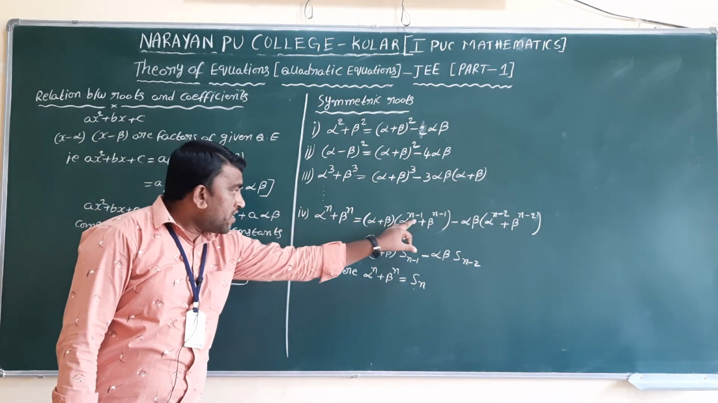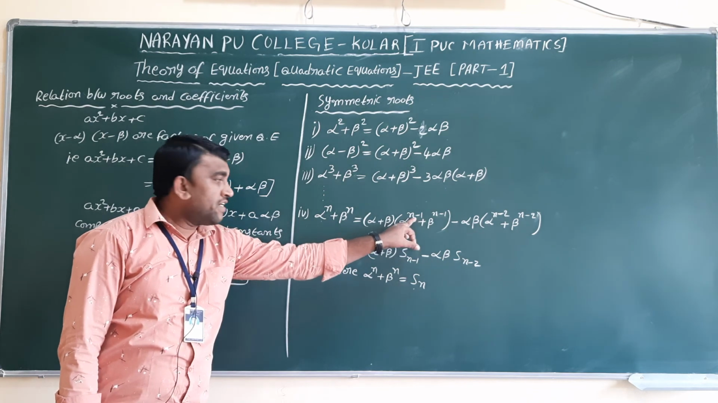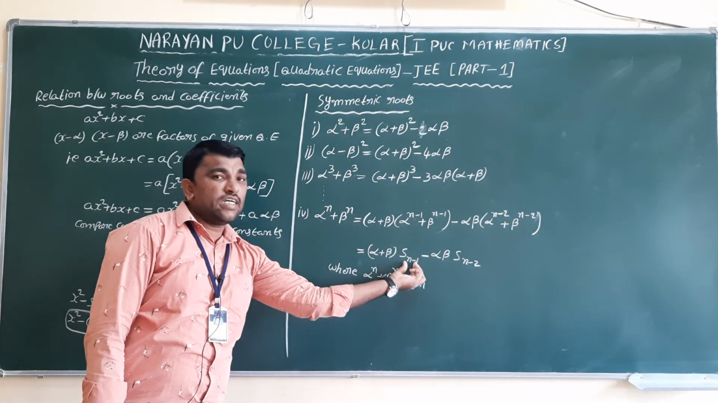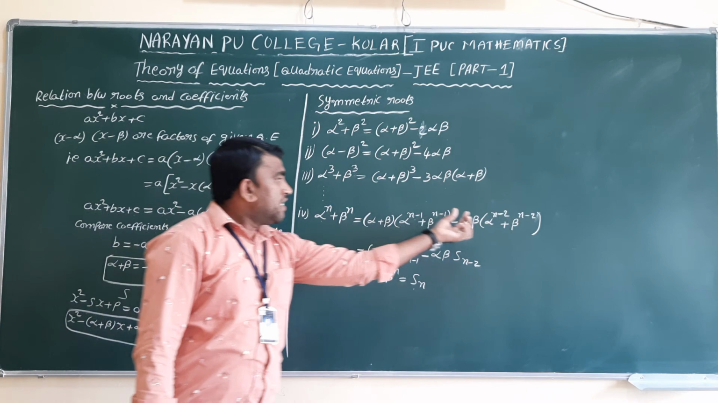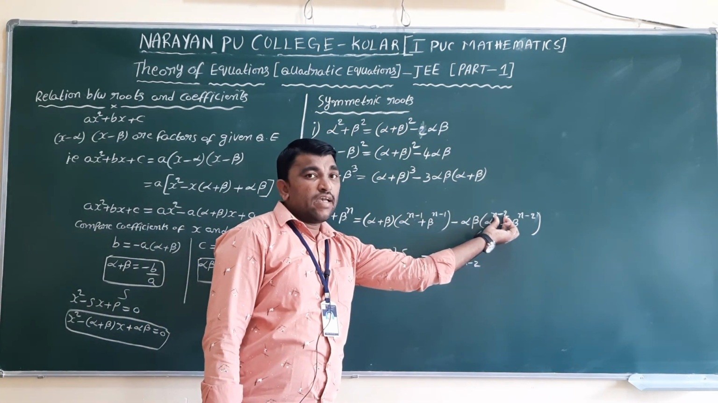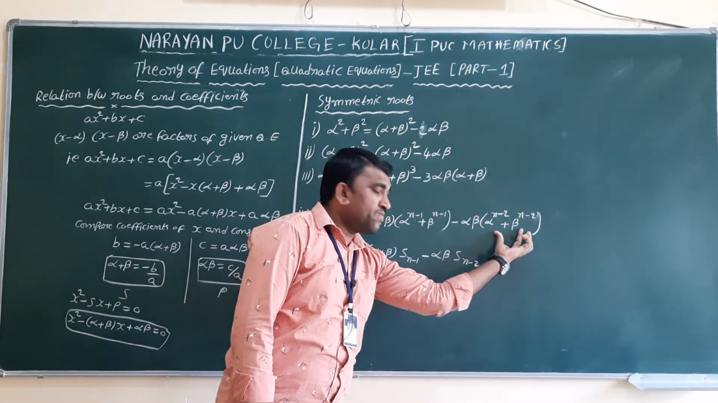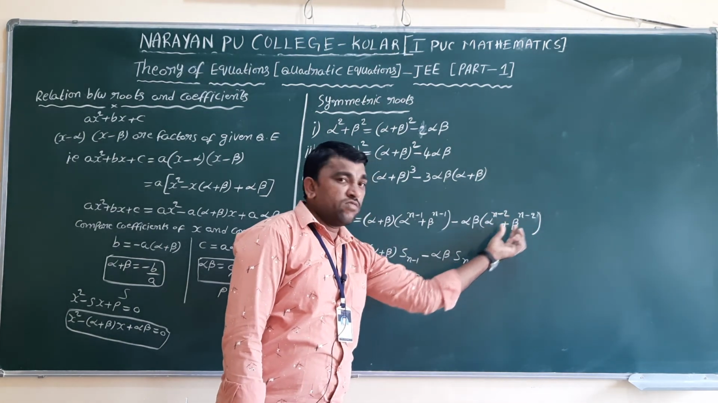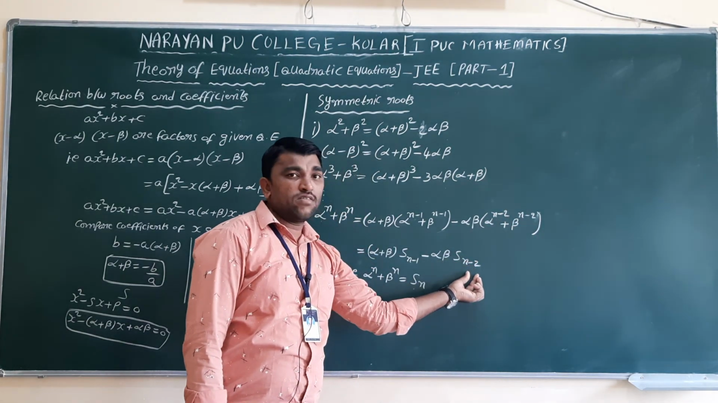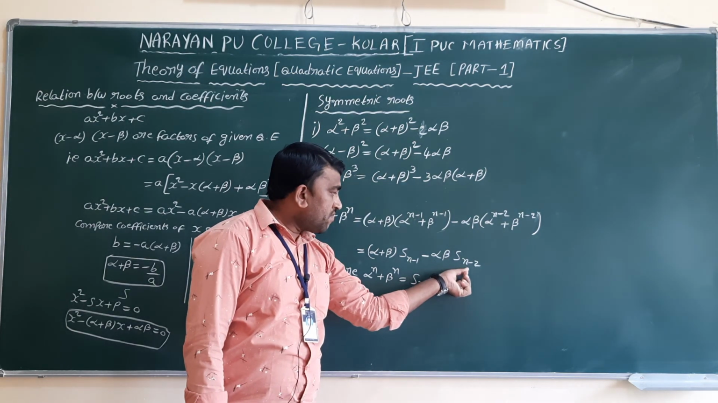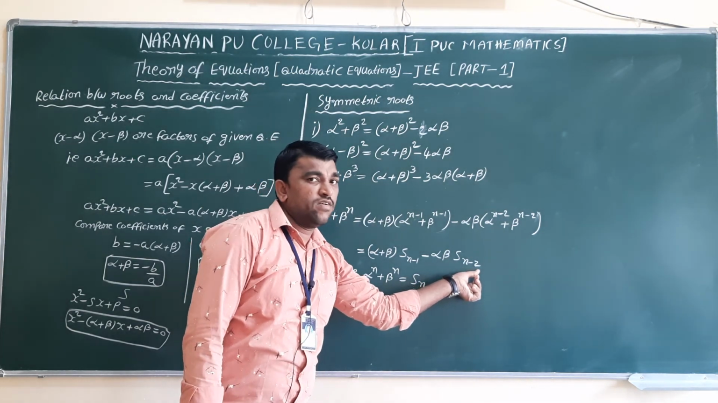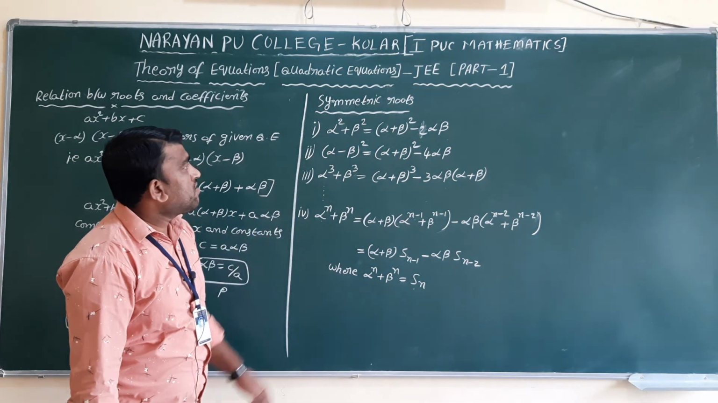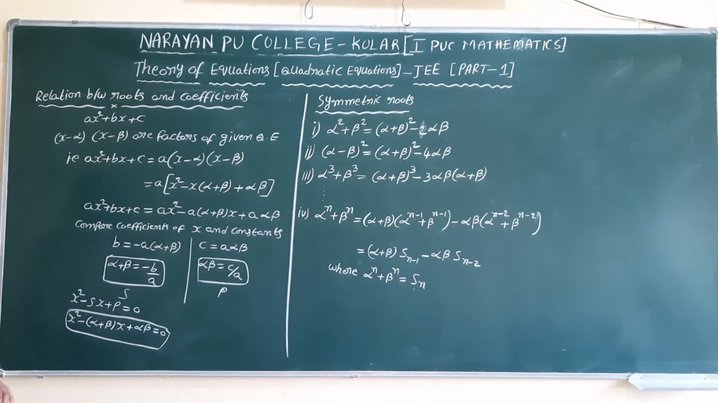So if you observe, alpha power n plus beta power n is Sn. In place of n, what is there here? n minus 1. That is why this whole expression we can write as S n minus 1. In place of n, what will be there here? n minus 2 is there. That is why alpha power n minus 2 plus beta power n minus 2 we can write as S n minus 2. So the sum of the powers of the roots for n minus 2, that is the meaning of that. Like that, some symmetric results will be there.